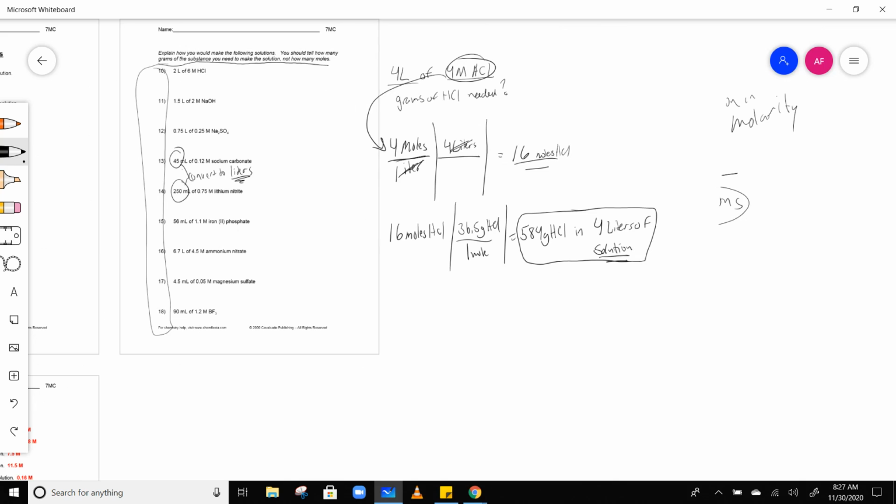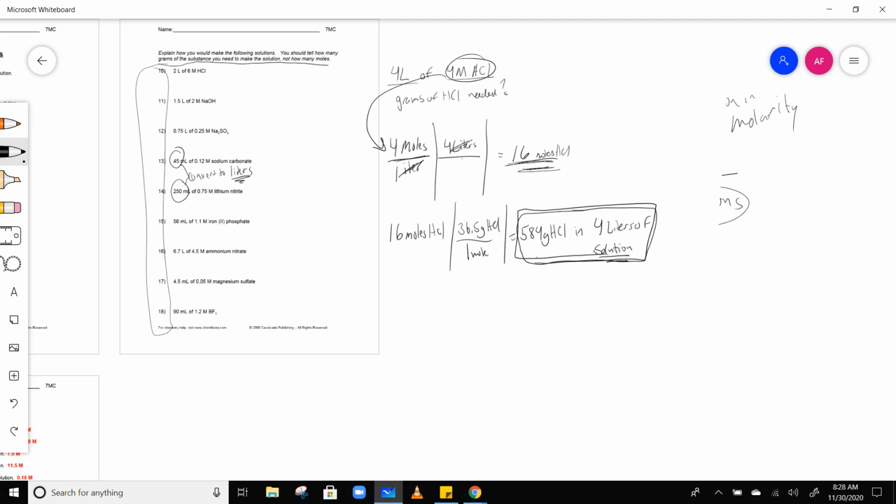You're going to take the number of liters, so if it's milliliters, convert it to liters. Then take number of liters, multiply it by the molarity. Then once you multiply the molarity times the number of liters, you get number of moles. And then convert moles to grams. Okay? And then you're going to put it in 4 liters of solution. Okay, so that's how you're going to do all those problems there.